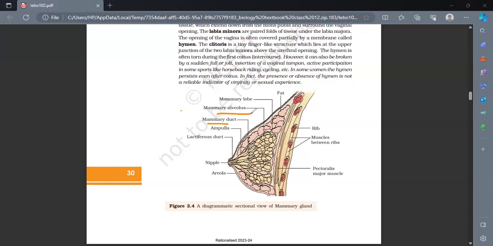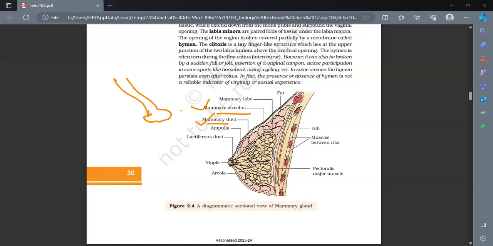With the mammary alveoli, suppose this is a duct region, and these are the alveoli that are present. What is the alveoli? It is filled with the milk actually. When the birth of a baby happens, different types of changes happen inside the woman's body, and this duct is filled with the milk. Okay, so the mammary alveolus and the mammary ducts are there.